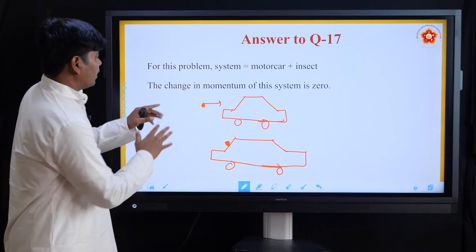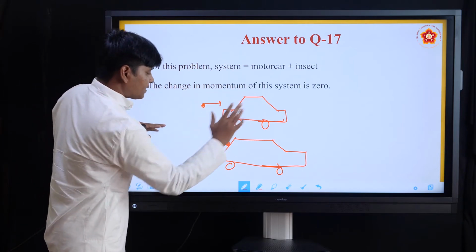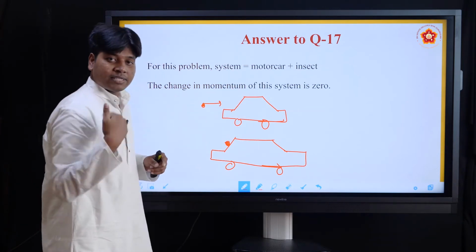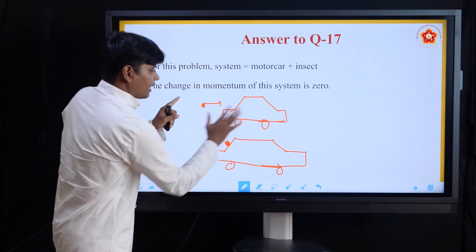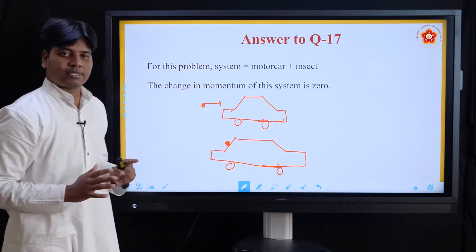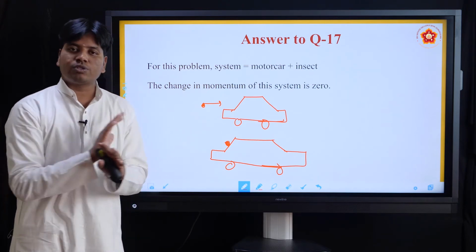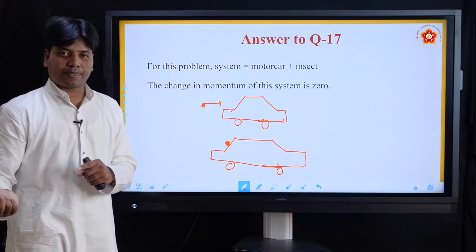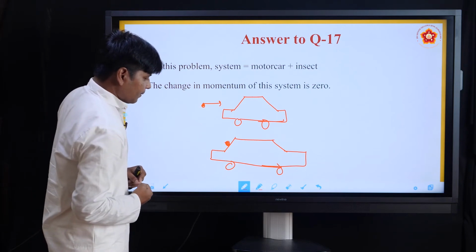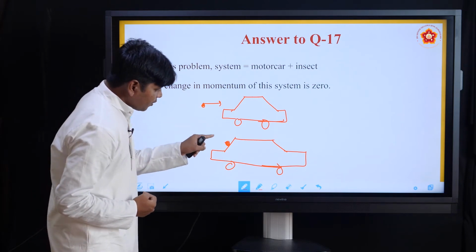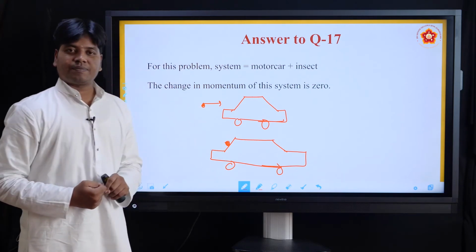Now, as we know, the change in momentum of the system, our system includes the insect and the car. Those two bodies make up our system. So the overall momentum of the system is conserved. There is no overall change in momentum. Now you can see what the change of momentum of this insect is.